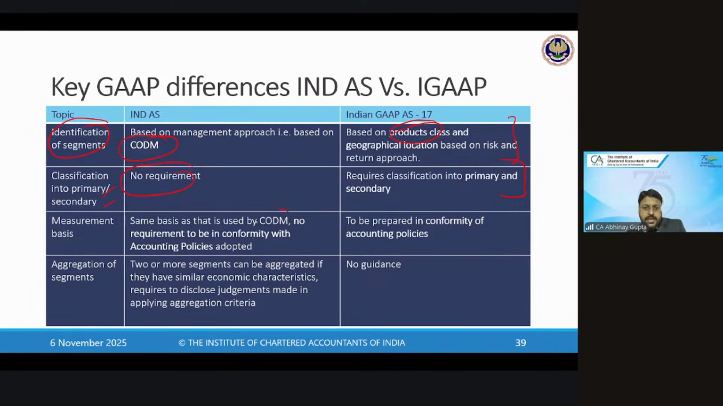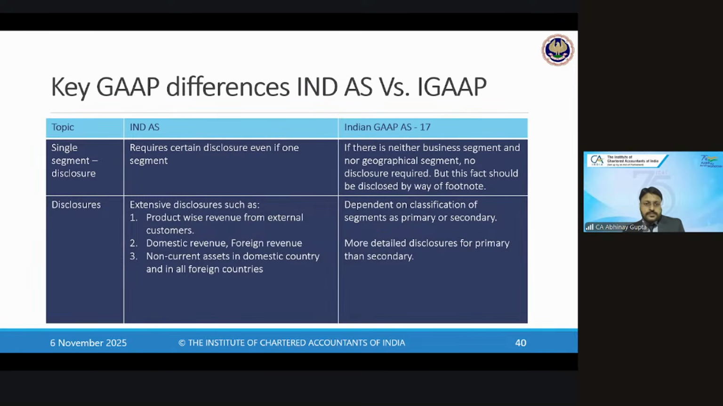Then measurement basis: same as the CODM, FIFO, weighted, we have studied, but under Indian GAAP, it is to be in conformity with the accounting policies adopted for the purpose of preparation of the financial statements, correct? Then aggregation. Ind AS gives guidance on what all factors we can aggregate. Indian GAAP doesn't provide any guidance on the aggregation. Then even if there is a single segment, Ind AS requires disclosures, but under Indian GAAP, no such disclosures are required. If the company has only one segment, the only fact required to be disclosed is that the company has only one segment, by way of a footnote.